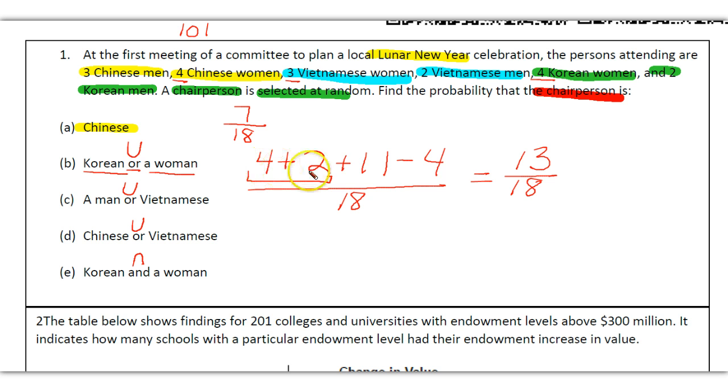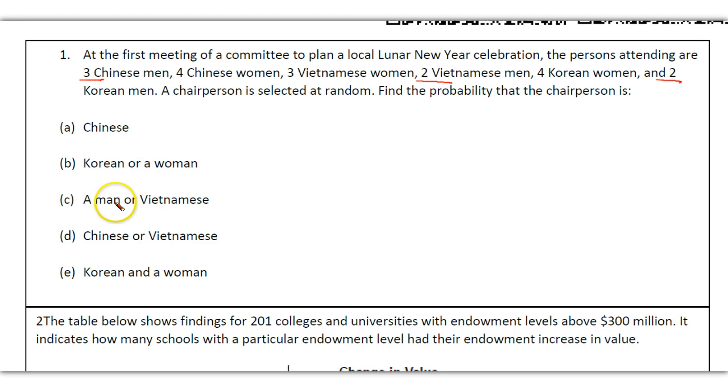Again, we're going the long way. You might have said, well, we could have eliminated those 4 and that'd be all right. Okay, now Chinese or Vietnamese. And we're going to do a similar way here. This is union. Do letter C first.